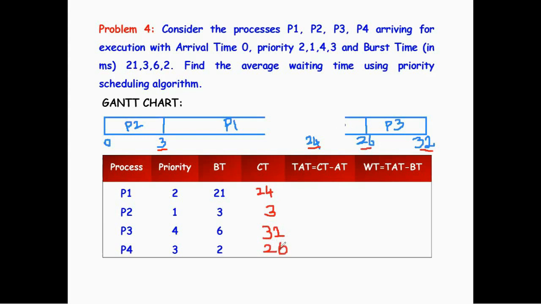Next, turnaround time is equal to completion time minus arrival time. So for P1, 24 minus arrival time.